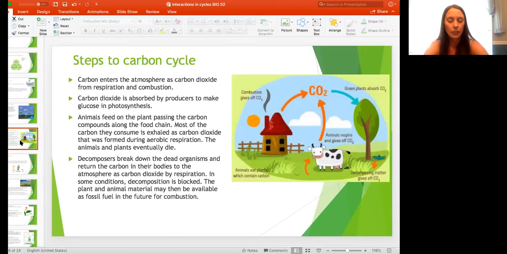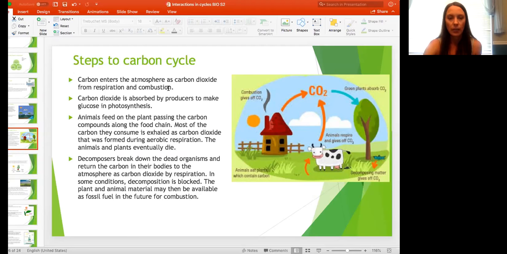Okay, going into a little bit more detail about the steps of the carbon cycle. Carbon enters the atmosphere as carbon dioxide from respiration and combustion. When we're talking about respiration, we're talking about organisms giving off a waste product when they use up sugars and create energy for their bodies to use. They breathe out carbon dioxide. Humans breathe out that carbon dioxide. Same thing with a cow. They breathe out carbon dioxide, okay?